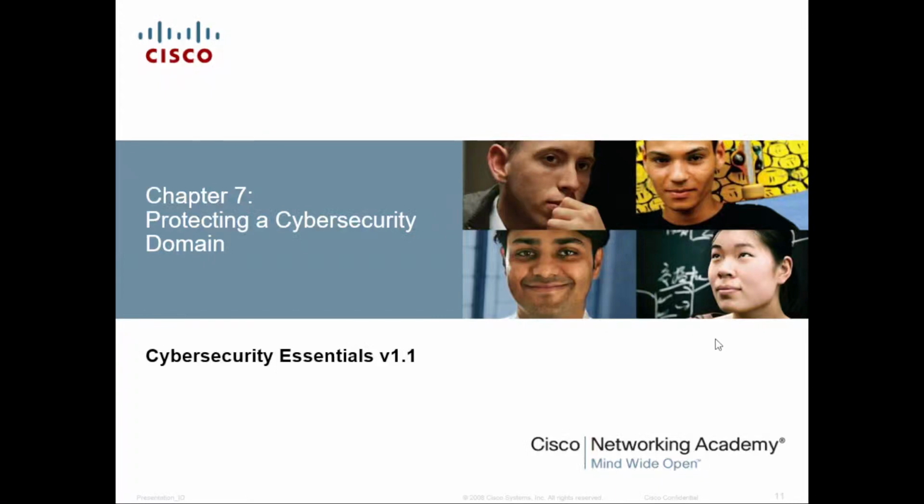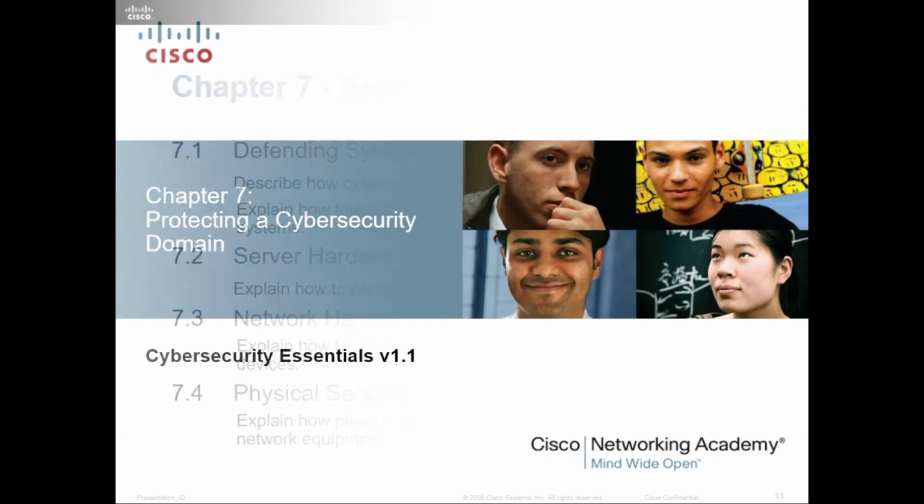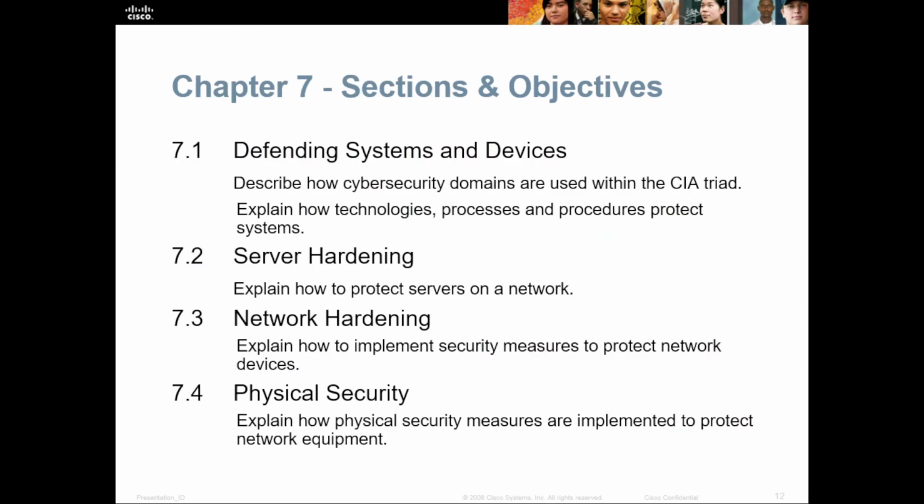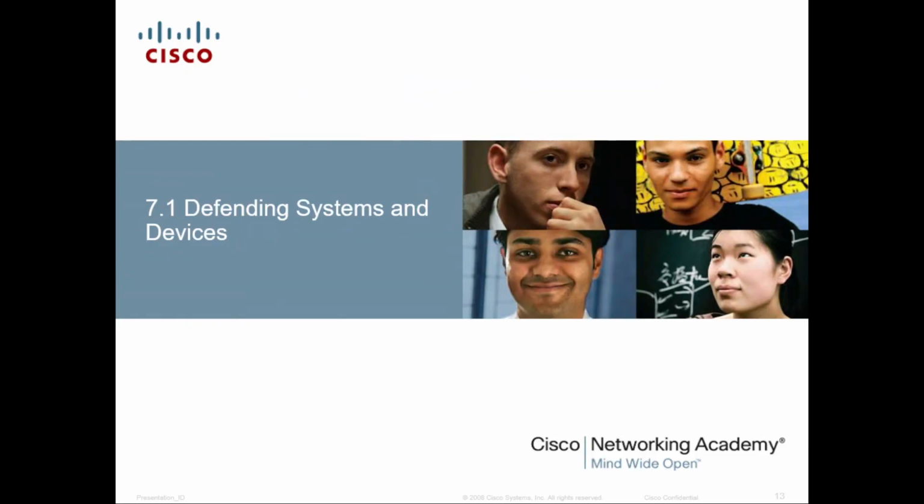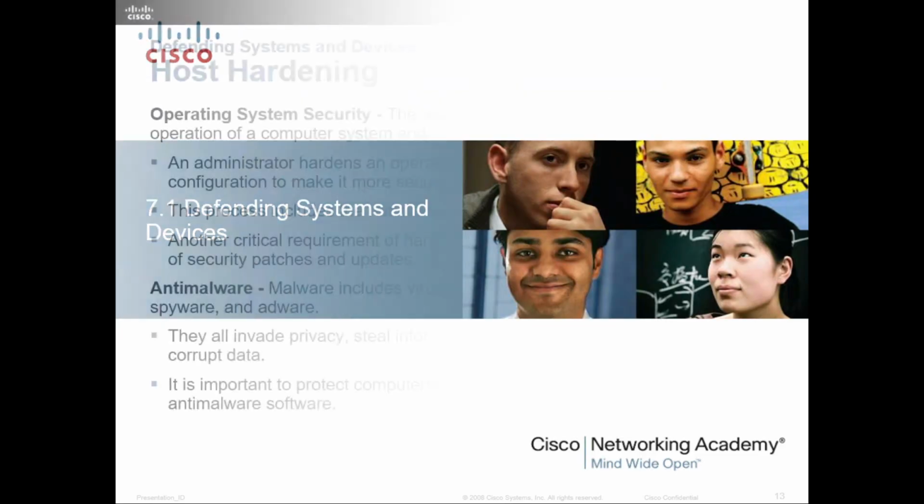Alright, so chapter 7 of Cybersecurity Essentials version 1.1. Looking at protecting a cybersecurity domain, defending systems and devices, server hardening, network hardening, physical security. Let's look at defending systems and devices.